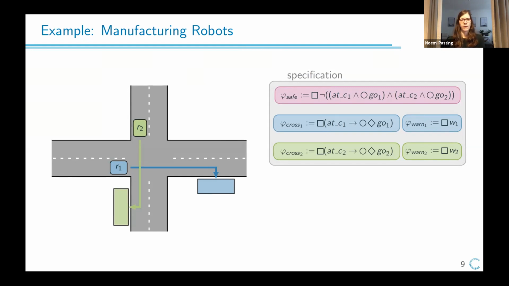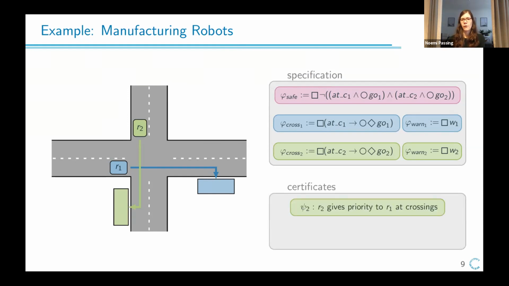With certifying synthesis, in contrast, robot 2 could have the certificate to always give priority to R1 at crossings. And then a strategy for R1 that enters the crossing regardless of R2 satisfies R1's local specification. In return, R1 can then guarantee to not block the crossing. And then a strategy for R2 that just crosses the crossing after R1 did satisfies R2's local specification.